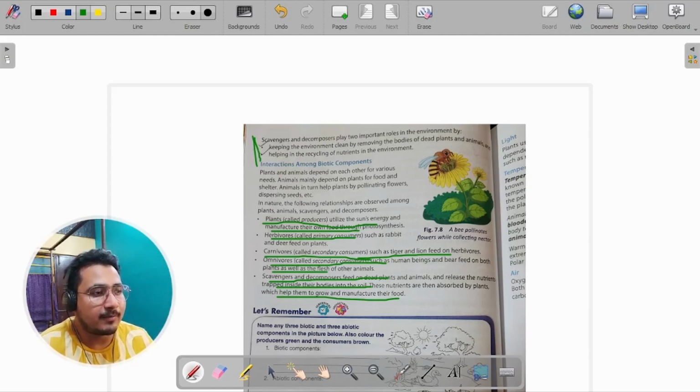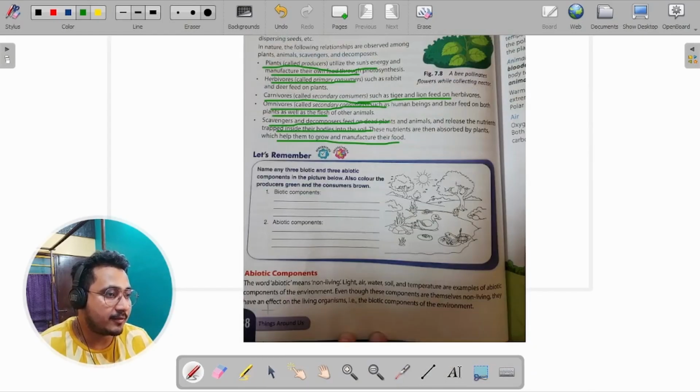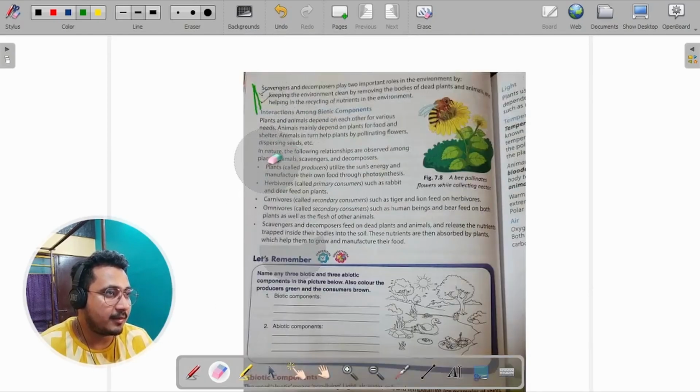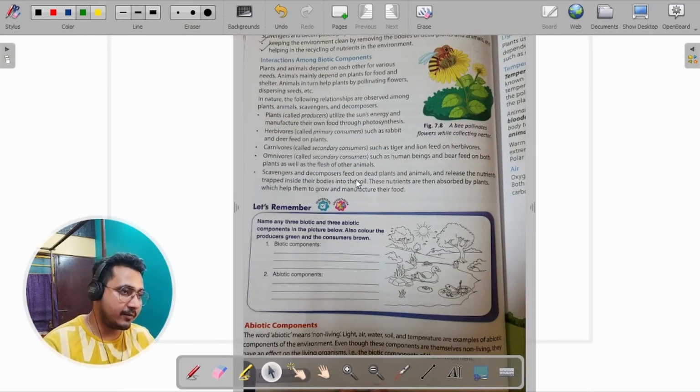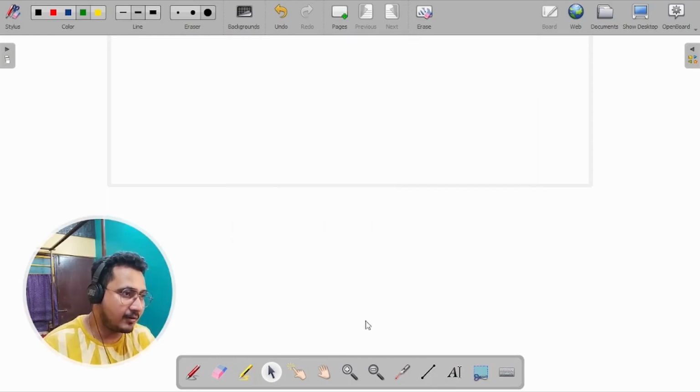And after all of them are dead, the scavengers will eat their dead parts, and the decomposers will degrade their body parts, so that the organic materials can be used again by the plants. That is a cycle, the cycle of the environment. Because of that cycle, everything is in proper balance. If any one part of that cycle is removed, the whole system will crash. Okay, let's look at the next page.